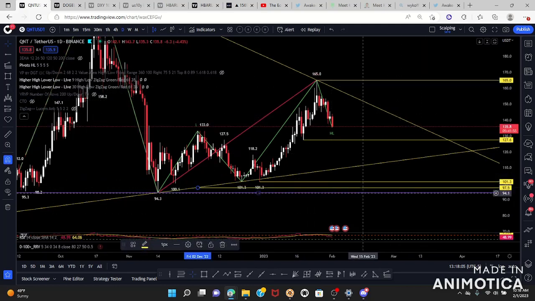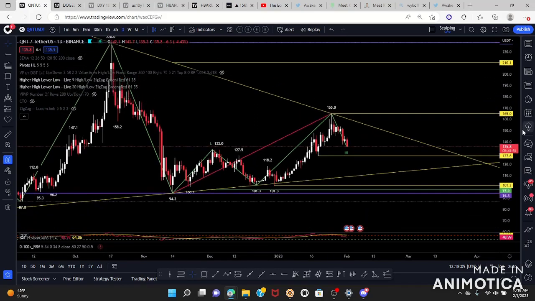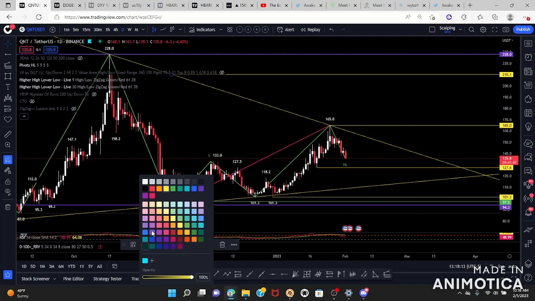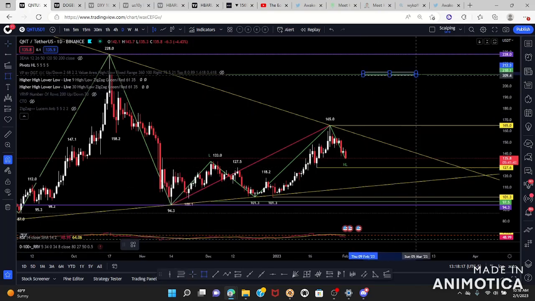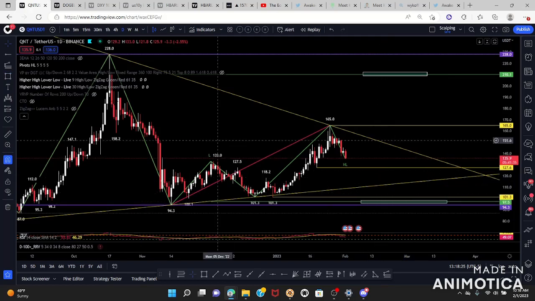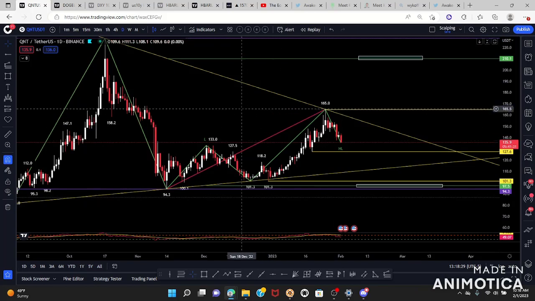Perfect. I'm actually going to change the color of my targets because I like my charts to be cute, like I always say. Perfect. Put a little box on it, so I know that those are targets and I don't get confused with my trend lines and my support and resistance lines. Beautiful.